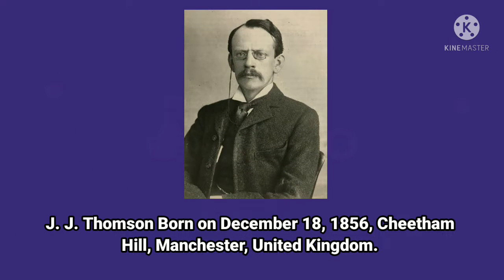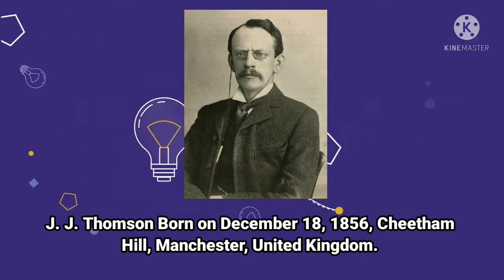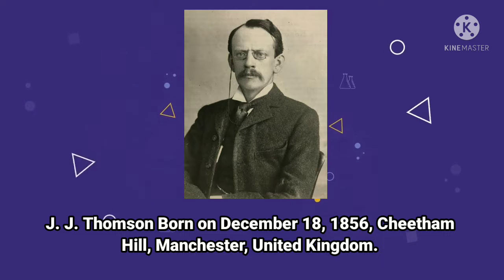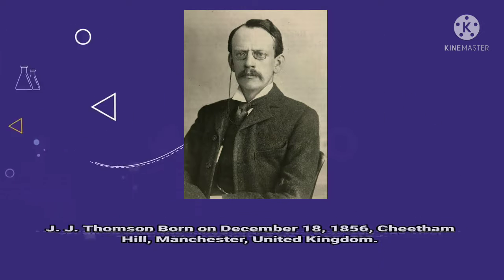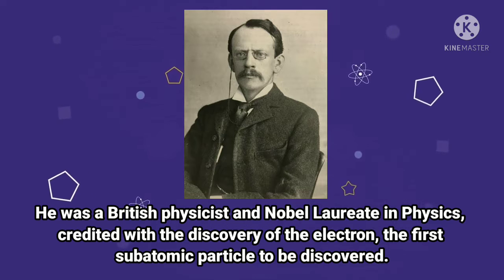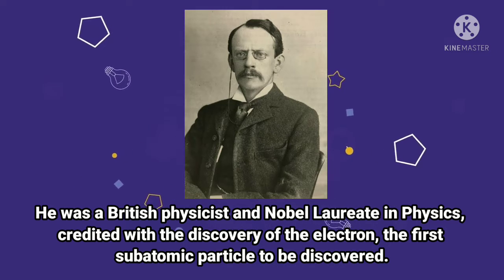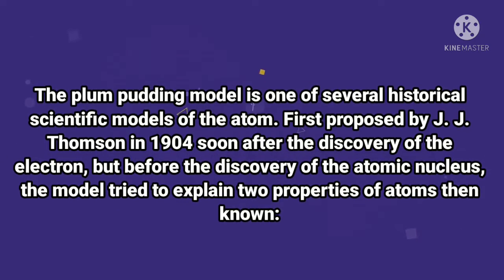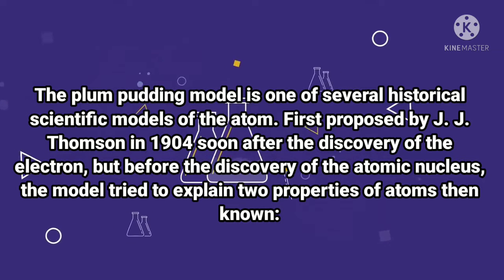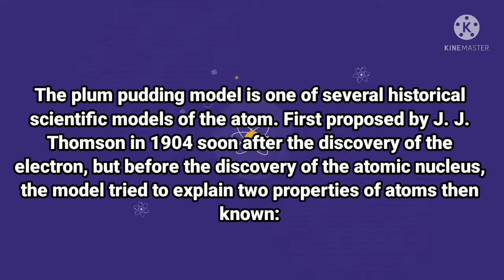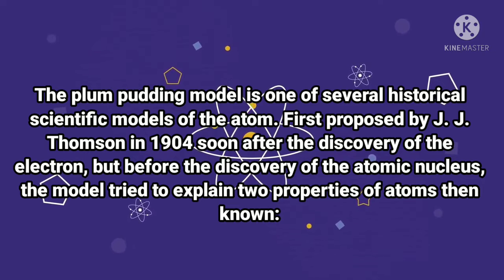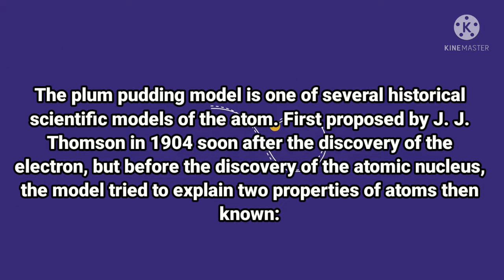J.J. Thomson. He was born on December 18, 1856, in Chatham Hill, Manchester, United Kingdom. He was a British physicist and Nobel laureate in physics, credited with the discovery of the electron, the first subatomic particle to be discovered. The plum pudding model is one of the several historical scientific models of the atom, first proposed by J.J. Thomson in 1904, soon after the discovery of the electron, but before the discovery of the atomic nucleus.